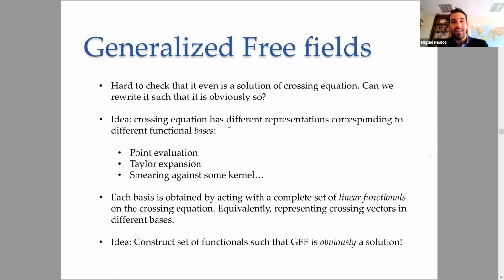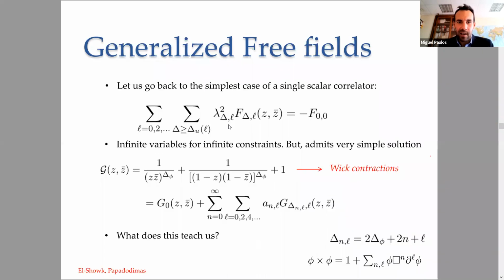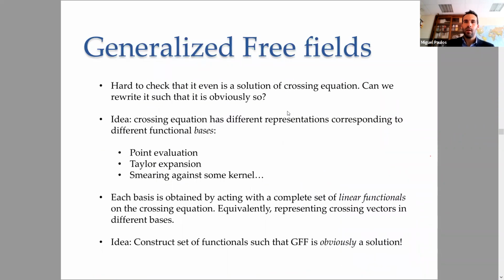In fact, even for this solution, it's hard to check that it is a solution, right? If I just give you this data, how do you check that it's a solution? The only way you have to do it is to put this into Mathematica and add this up to some finite n, and you see that this equation is getting approximately satisfied, and it gets better and better satisfied. But to prove rigorously that this is a solution is hard. So one idea is, can we maybe rewrite the crossing equation in a way that this will obviously be a solution? But how can we go about this?